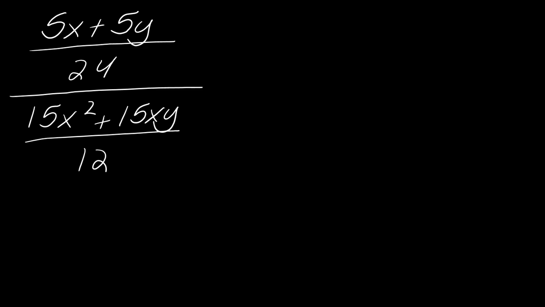So I've got this problem, 5x plus 5y over 24, all of that over 15x squared plus 15xy over 12. Okay, so this is kind of two things actually. This is a fraction, this is another fraction bar, right? And then a fraction. This is a fraction over a fraction, all within a fraction. So in one way, we can view this as a fraction. In fact, when a fraction is set up like this, where we have a fraction over another fraction, all within a fraction, it's called a complex fraction, which is probably a good name for it, right?